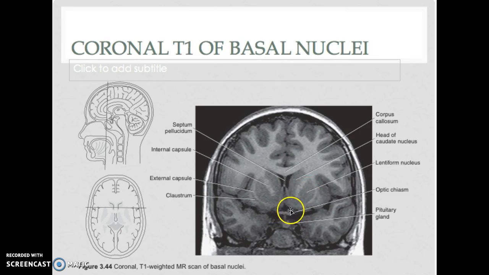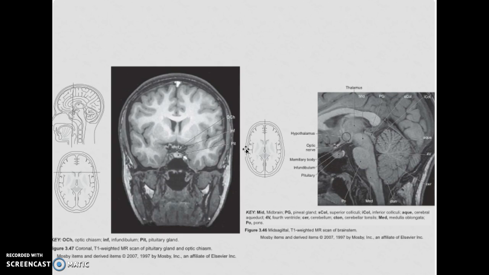So here's your optic chiasm with your suprasellar cistern in between the optic chiasm and your pituitary gland. Your claustrum, you can see the little line right there, and you can see your insula from your Sylvian fissure, how thick that is. Your internal capsule is here. Here's your optic chiasm with your suprasellar cistern and your pituitary gland.